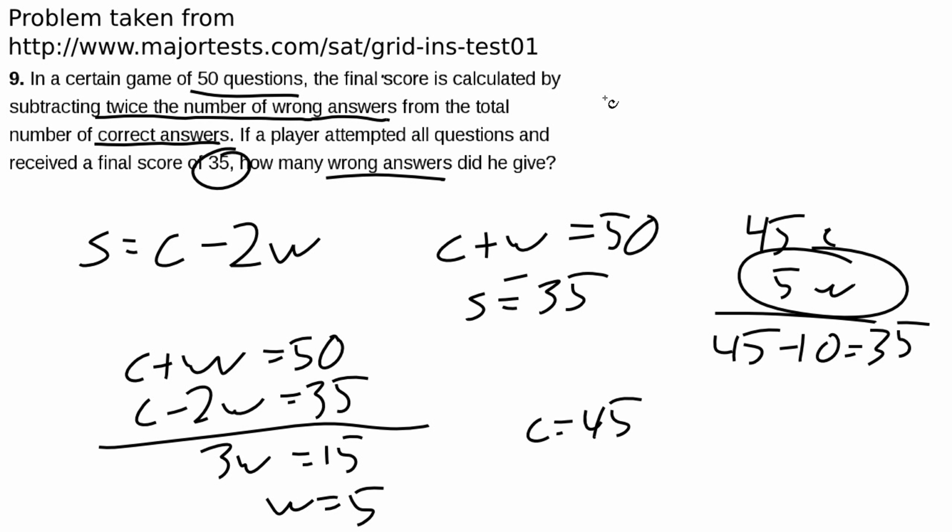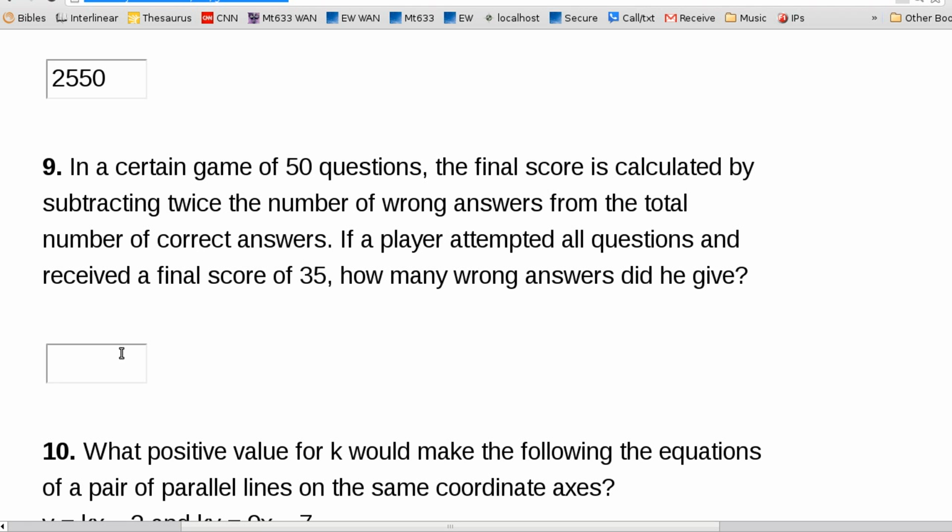I just would have broken it down. I probably would have guessed 40 first, and then I realized he got more than that, so then I would have gone halfway up to 50 and said 45, and that's where I would have nailed it. 45 right, 5 wrong, score of 35, boom. He got 5 answers wrong.